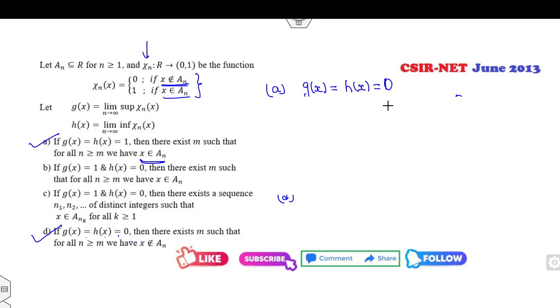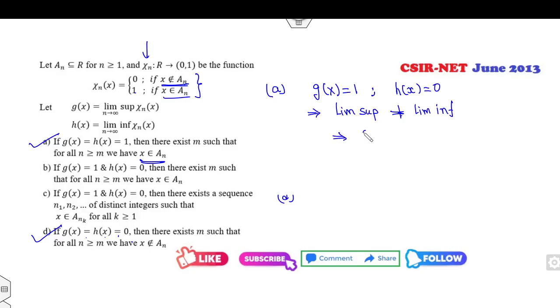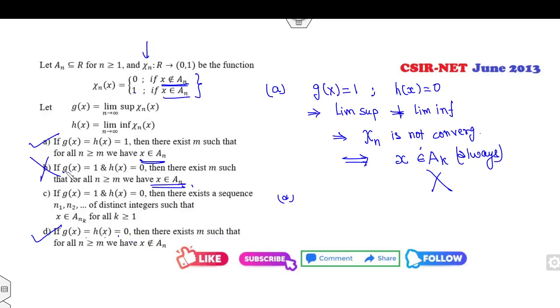Now look at the third option. If g of x is 1, h of x is 0, what does it mean? Limit supremum is not equal to the limit infimum. That means the sequence xn is not convergent. Fine. So if it is not convergent, then you can never say that x belongs to the Ak always. But he said x belongs to the Ak always. So this option is cancelled.